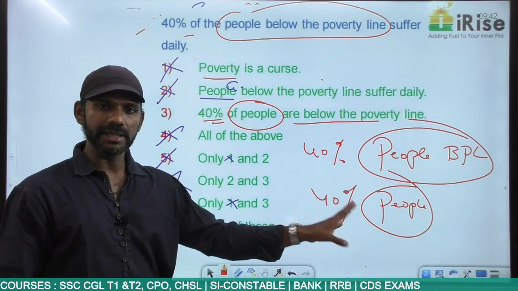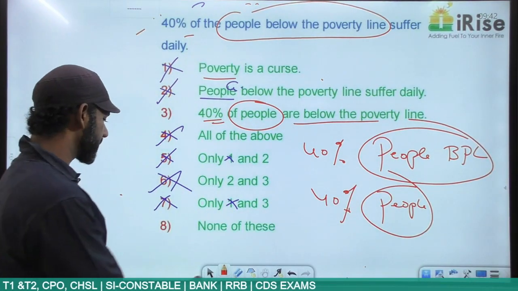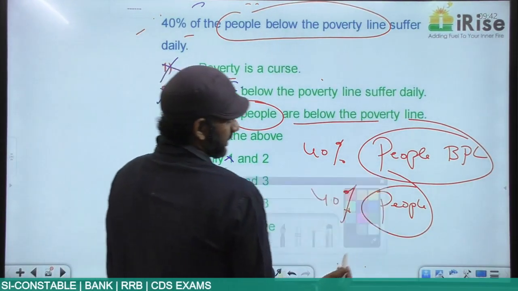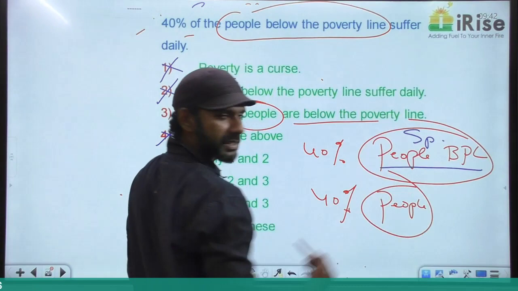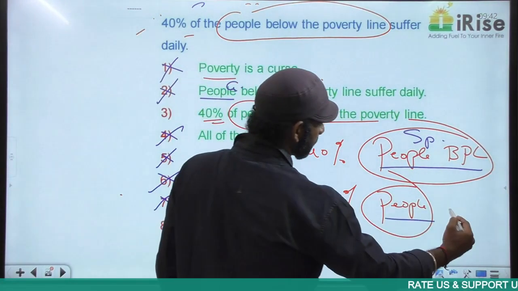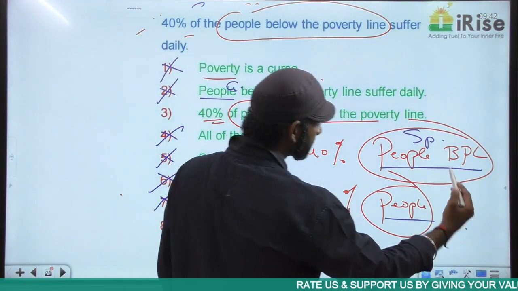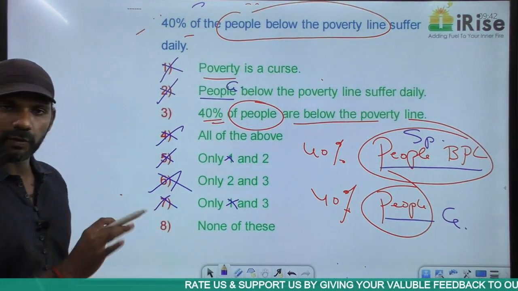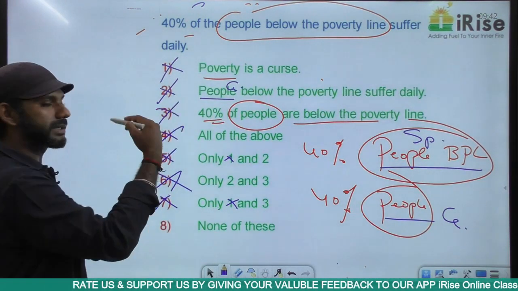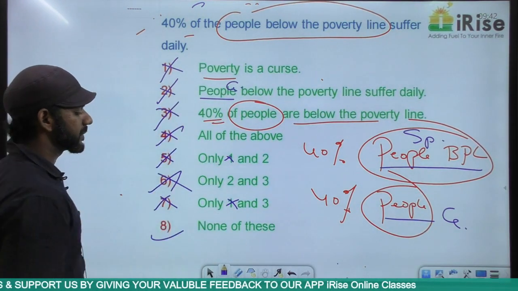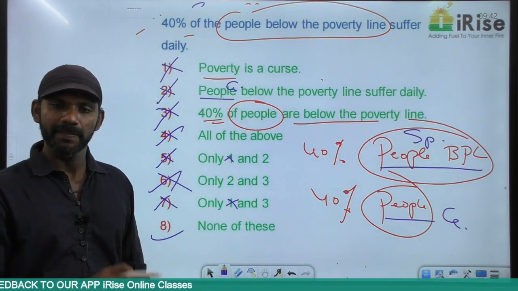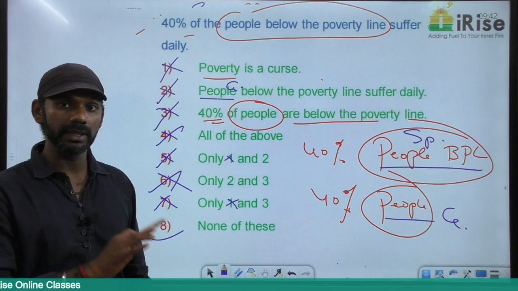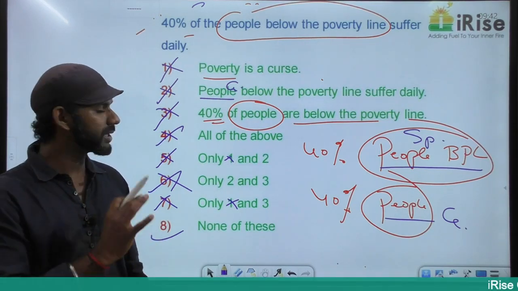Now when you compare these two, which is general, which is specific? 40% of people below the poverty line becomes specific. 40% of people becomes general. General and specific will not go together. Now option 3 is also eliminated. The answer must be option 8, none of these. Clear? We have selected the eliminated options based only on the concepts we discussed. General and specific.